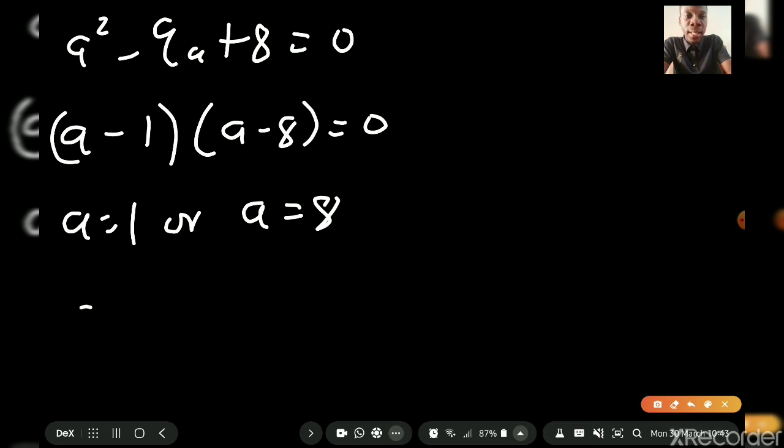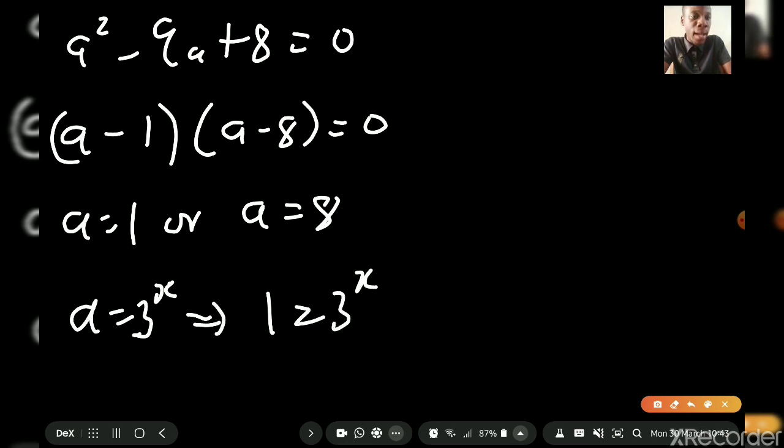But remember, we said that a is equal to 3 raised to the power x. Then what it means is that 1 will be equal to 3 to the power x. So we'll say that 1 is the same as, remember, 3 raised to the power 0 is equal to 3 to the power x. Then we can proceed to say that x is equal to 0.